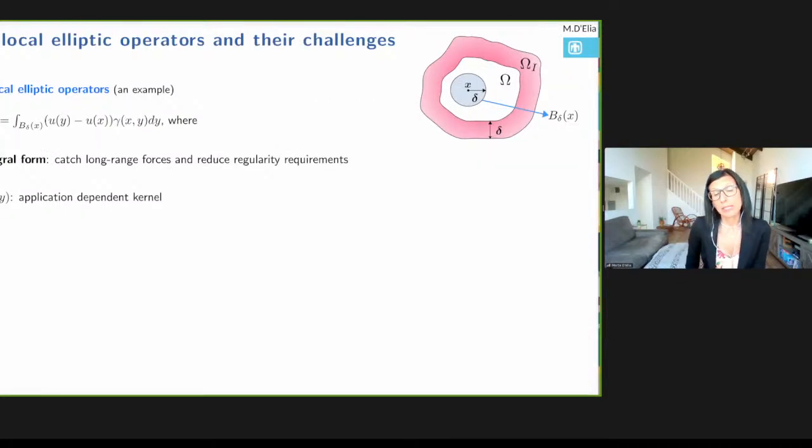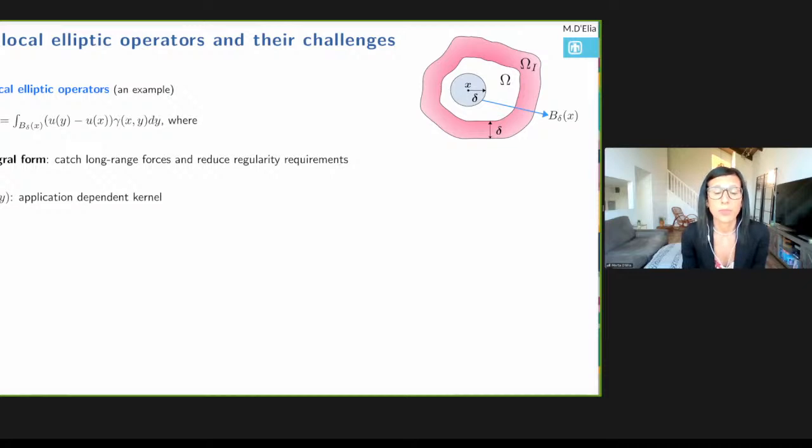This is the simplest form, I would say, of a nonlocal elliptic operator. These operators embed length scales, and in this specific case, the length scale is embedded in the domain of integration, and it's this parameter delta, which is the size of the nonlocal neighborhood. The integral form, of course, allows us to catch long-range forces. That's how we model the multi-scale behavior.